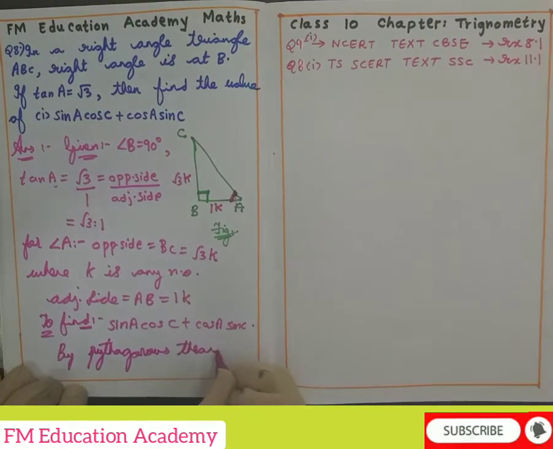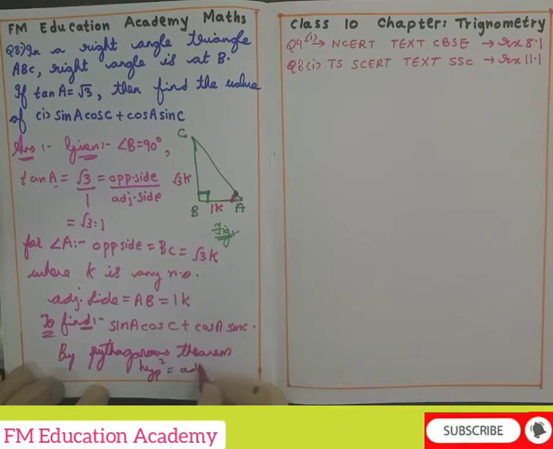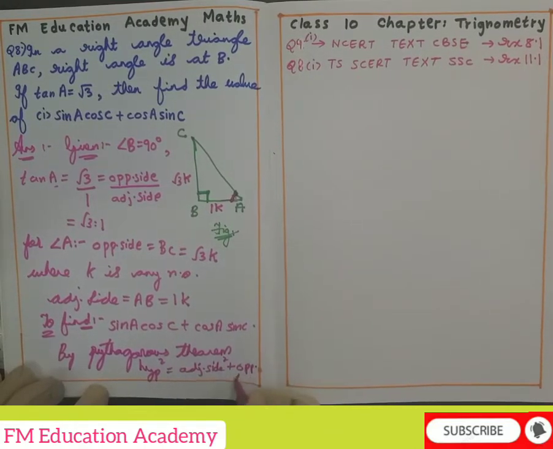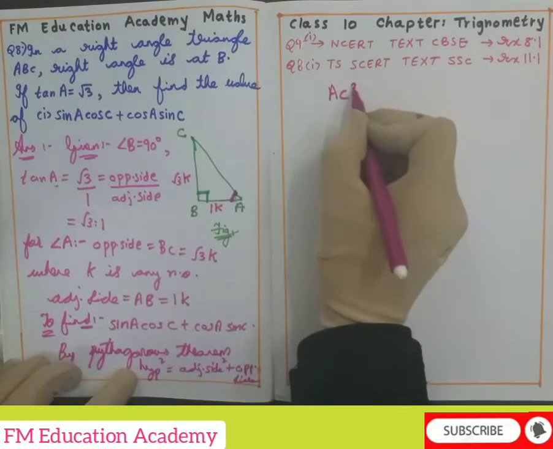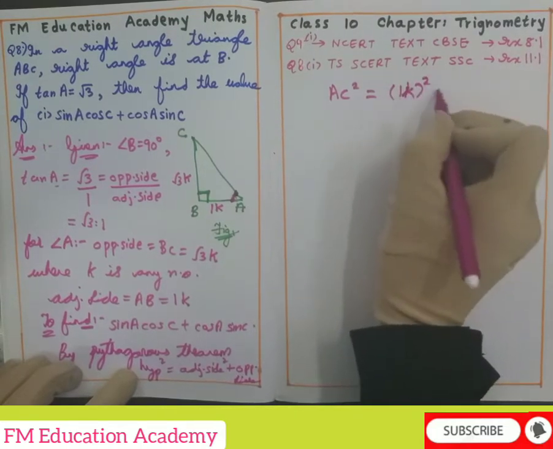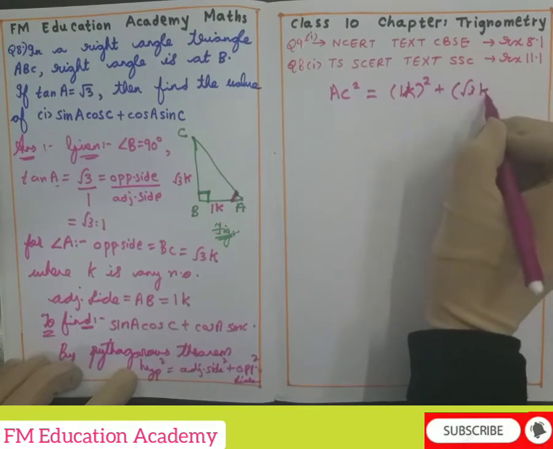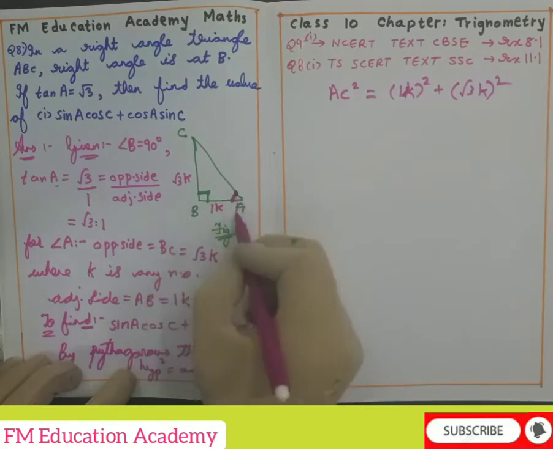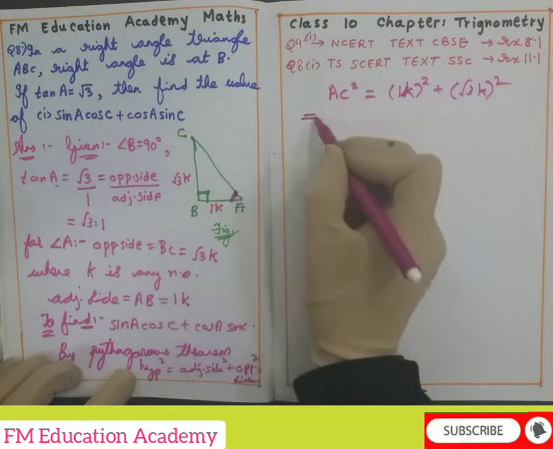We know by Pythagoras theorem, hypotenuse square is equal to adjacent side square plus opposite side square. Here the hypotenuse is AC. So AC square is equal to adjacent side square, which is 1k whole square, plus opposite side square, which is root 3k whole square. Here we are just substituting the hypotenuse, adjacent side and opposite side values in this Pythagoras theorem.